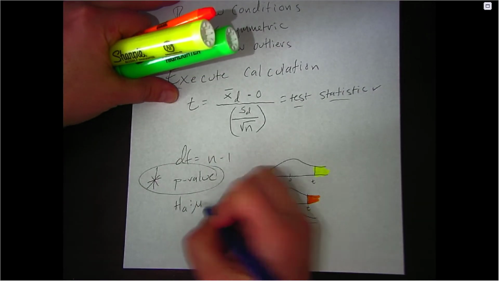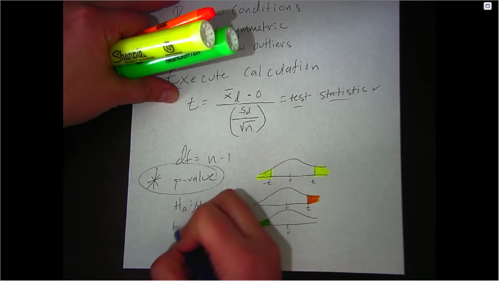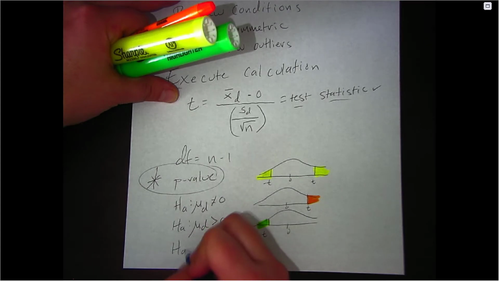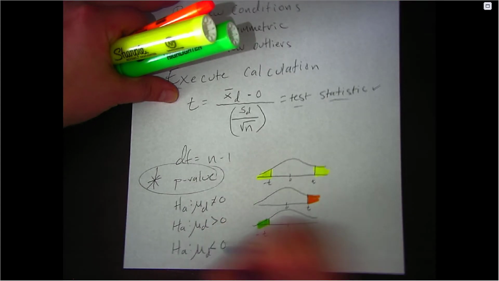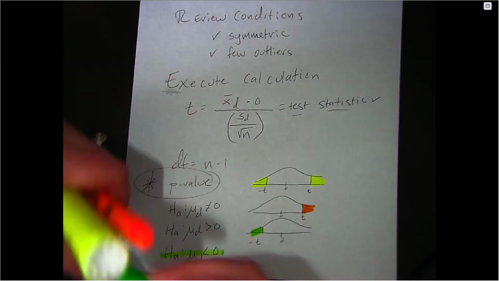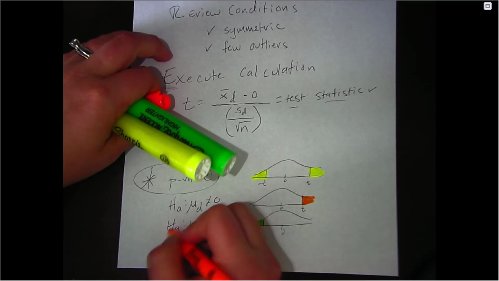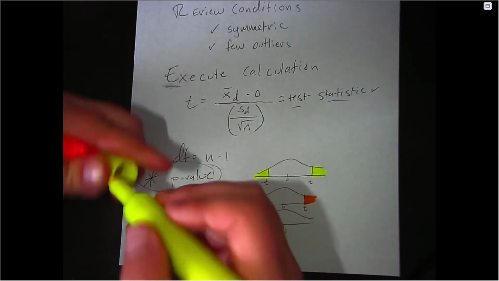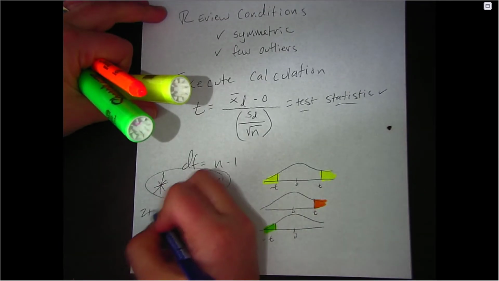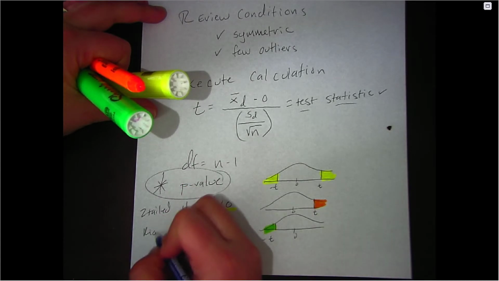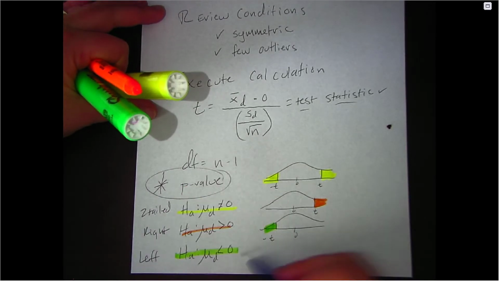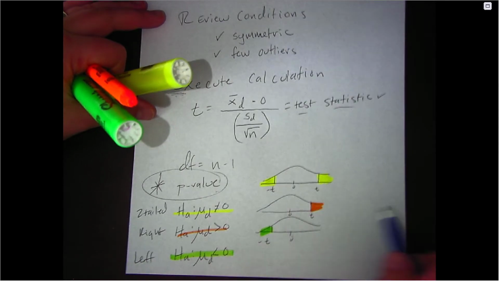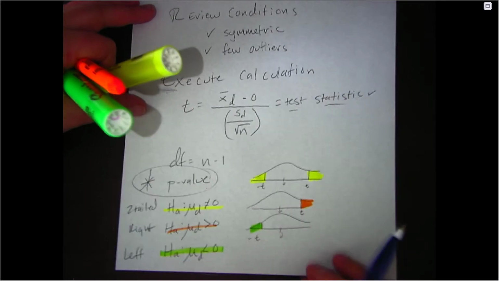These would be related to not equal to, greater than, less than. So that's the one in the green, and the orange, and the yellow. And remember, we called this a two-tailed test. This is right-tailed, and this is left-tailed. That's how they get their names, and they're valuable because they tell us the area, which is the highlighted part, which is the p-value that we're interested in.